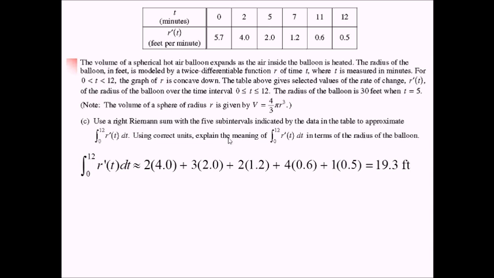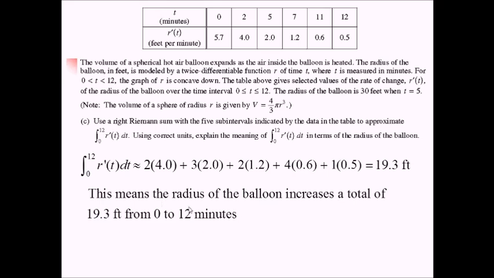So now let's explain what all this means in terms of the radius of the balloon. This means that the radius of the balloon increases by 19.3 feet over the interval from 0 to 12. So a few things that are important here. You got to have the feet. You also have to mention this time period of 0 to 12 minutes. If you don't mention 0 to 12, you're not being specific enough.